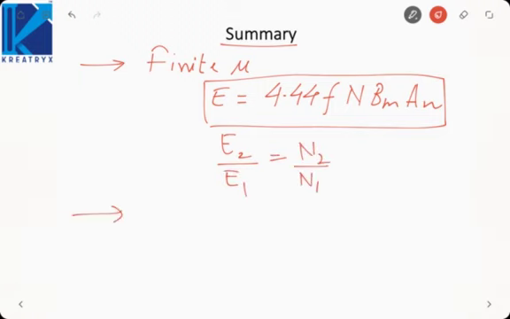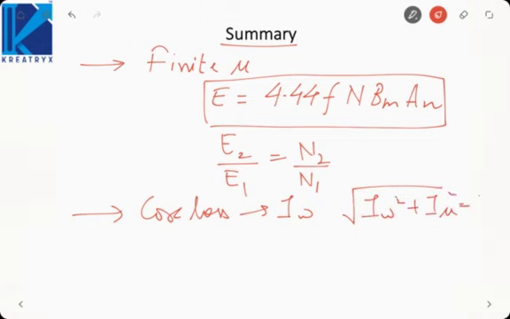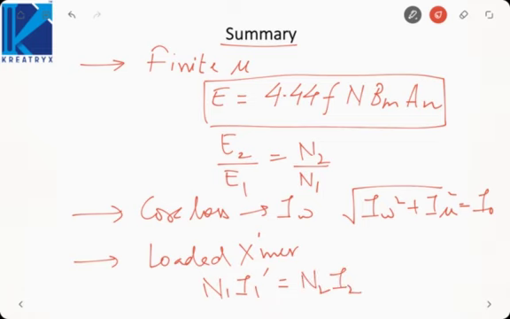Then we saw next was core loss, which was represented by a current IW, and under root IW square plus I mu square will give me I naught. Then we saw the no load equivalent circuit, and at last we saw loaded transformer, in which we saw primary and secondary MMF cancel each other. N1 I1 dash was equal to N2 into I2, and primary current was I1 dash plus I naught. This was the net primary current.